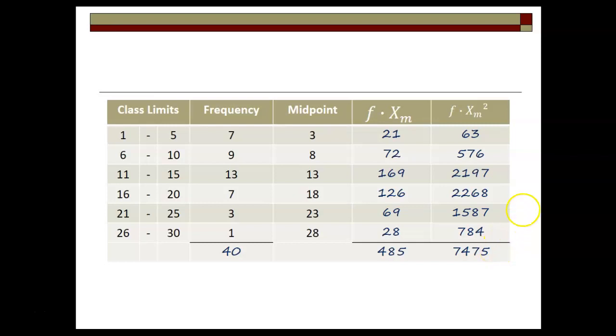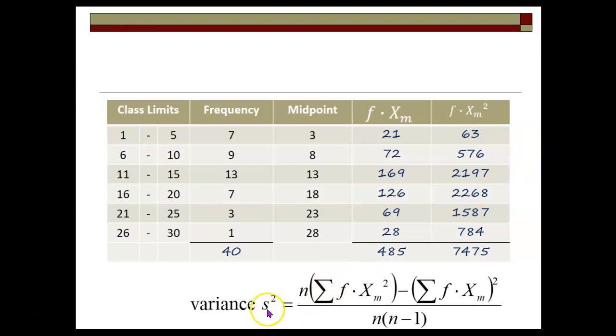Now we're ready to start sticking numbers into that formula. The formula for the variance, and then once we get the variance, we'll take the square root to get the standard deviation. But for the variance, here's the formula. So what number goes right here for n? 40. What number goes here? This part of the formula, the sum of frequency times midpoint squared? 7475. That's the sum of the frequency times midpoint squared column.